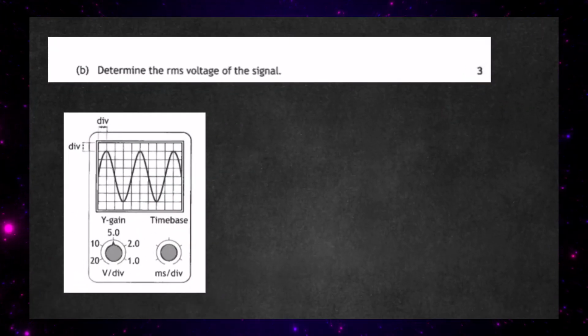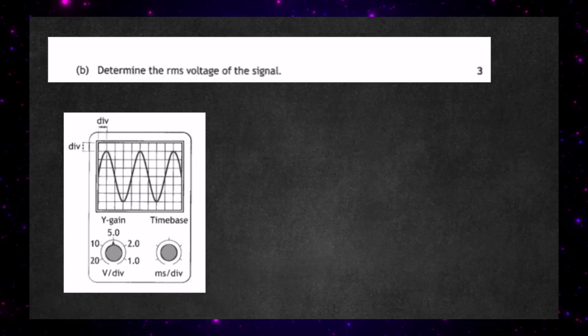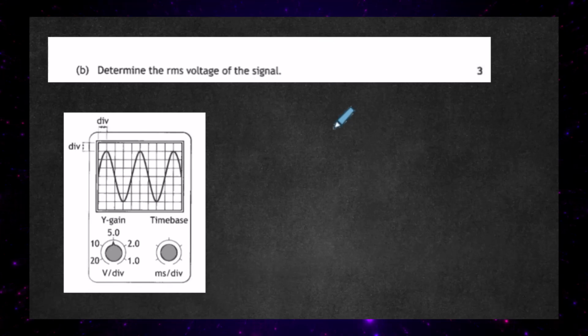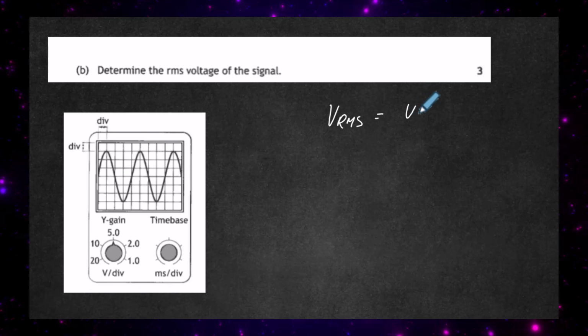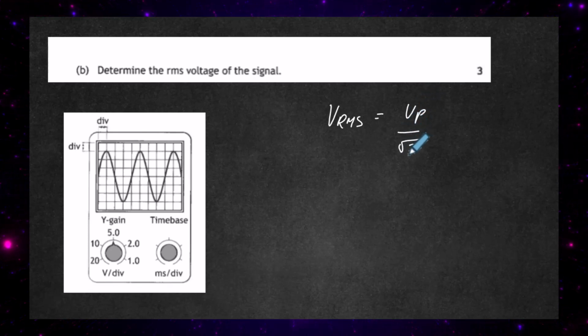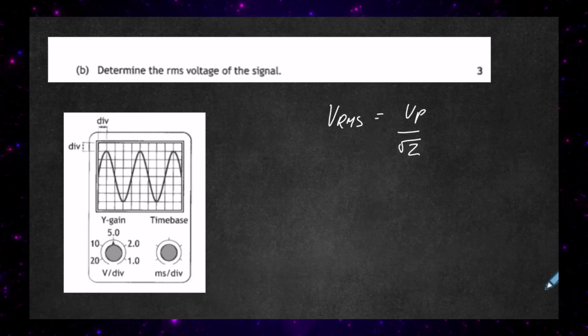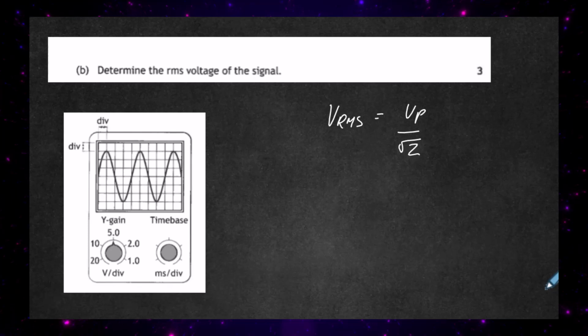Question 13 part B. Determine for 3 marks the RMS voltage of the supply. Well, we know to find the RMS voltage of the supply, that's V RMS, we have to find the peak voltage and divide it by the square root of 2. It's in the relationship sheet. The V RMS is the DC equivalent of an AC supply that would give the same heating or lighting effect.